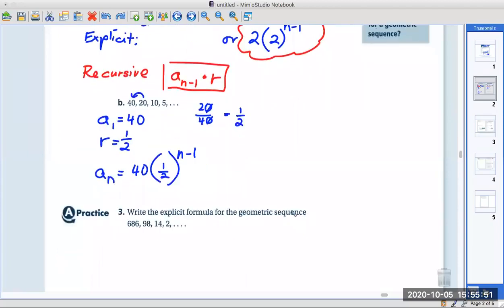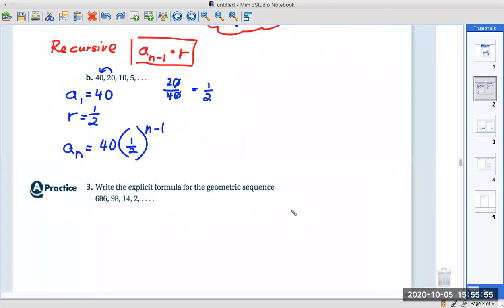Okay, so where were we? Yep, there's your explicit formula. That's what that mistake was. I didn't want to use the wrong word, explicit formula. That's the one I'm paying more attention to.